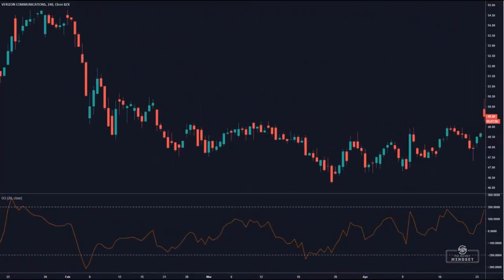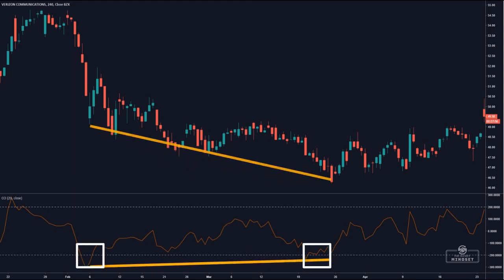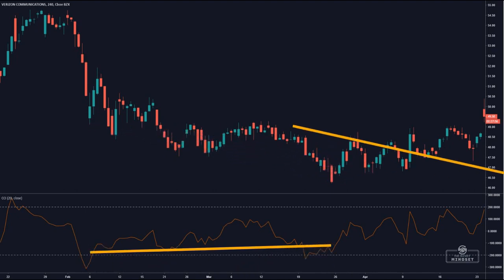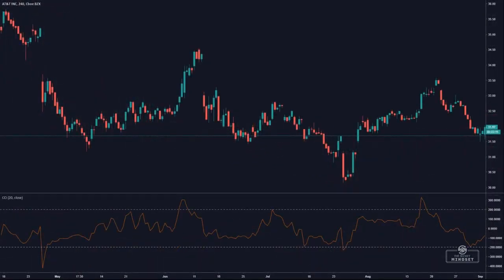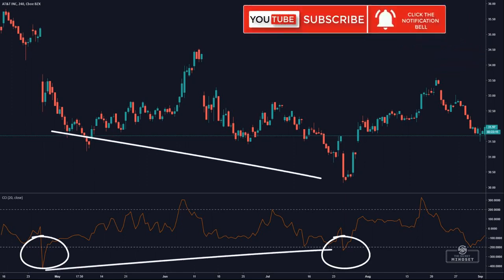divergence. In this Verizon Communications chart, we spot a regular divergence on the CCI, but we also take into account the first condition, respectively the indicator must reach the -200 level. Here are the same conditions met on an AT&T chart. The CCI reached the -200 level and formed a regular divergence.